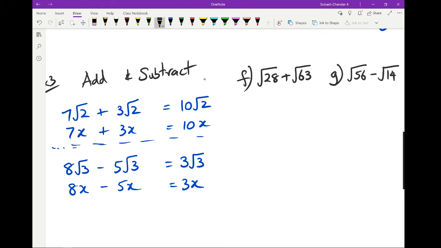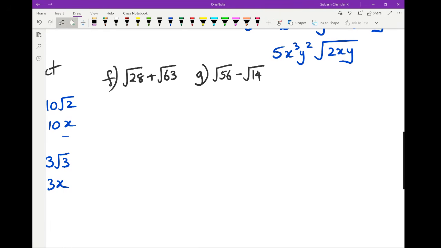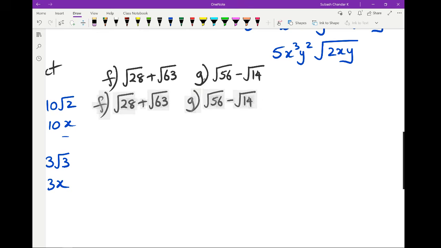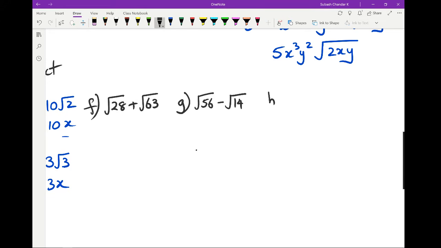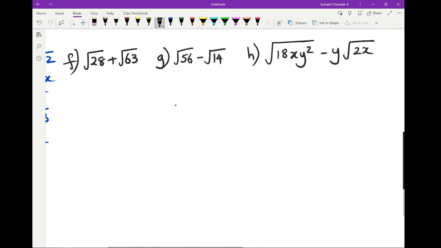Okay, I am going to give you guys one more question at the bottom there. Actually, no, I'll go to the side here. Okay, so F, G, H is what I want you guys to have a go at.